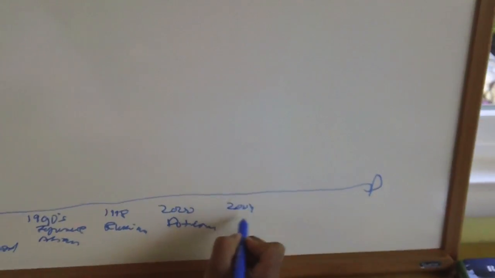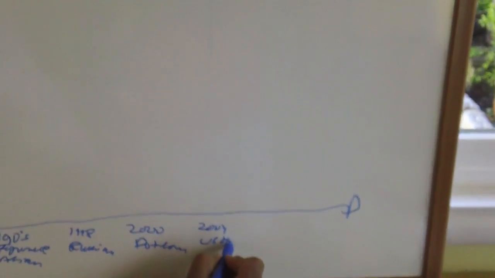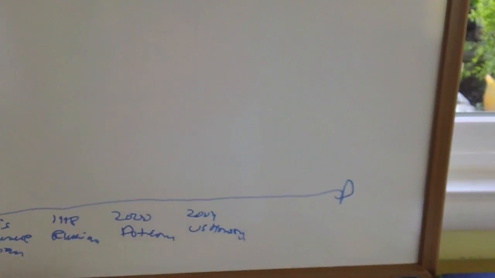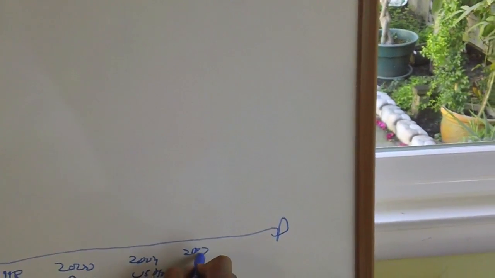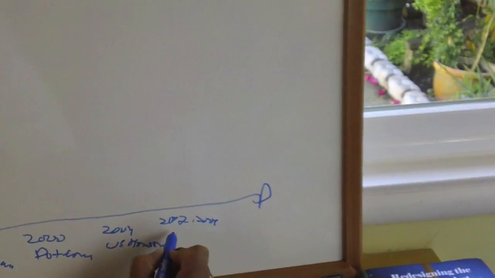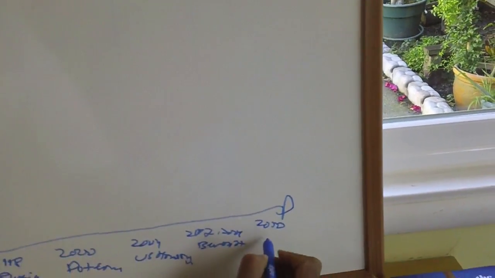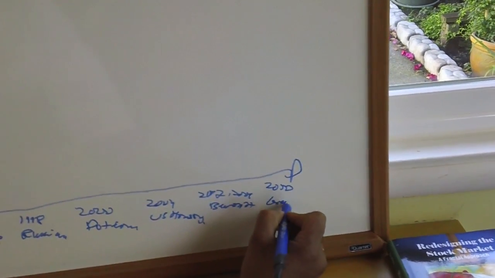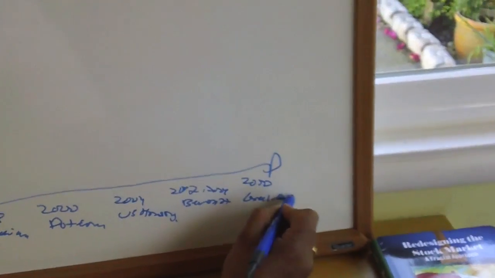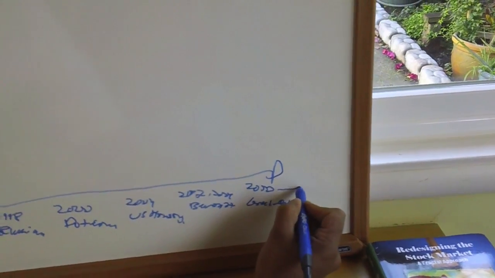2004, the US housing market crisis, which is a lot more than just a US crisis. 2007 to 2009, you have a bear market that started in the US. And then 2010, you've got the Greek debt crisis, which has now given way to the European Union sovereign debt crisis.